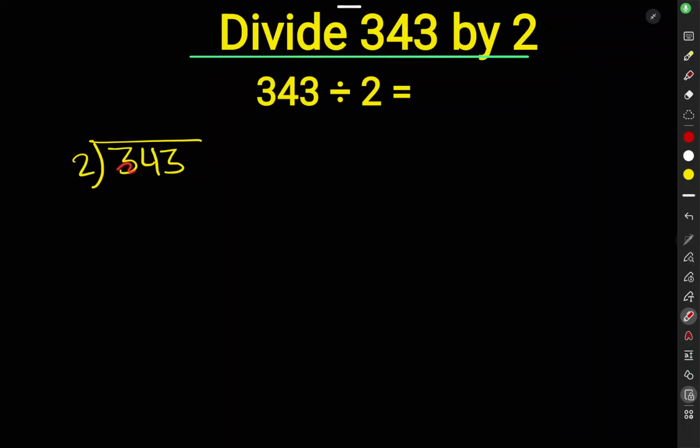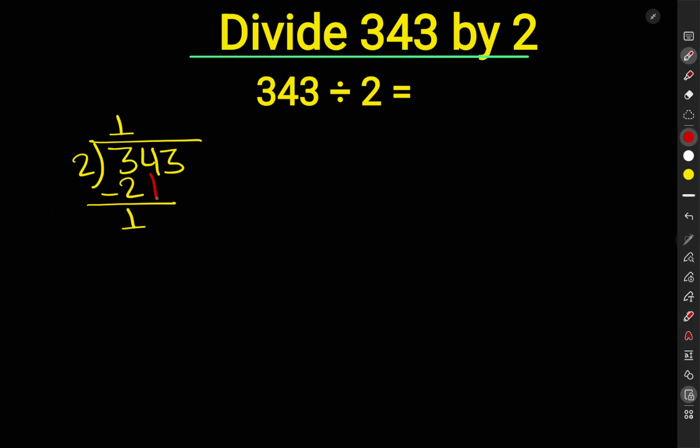We divide 343 by 2 in long division method. So 2 times 1 means 2. On subtracting we get 1. So now this 1 is less than 2.